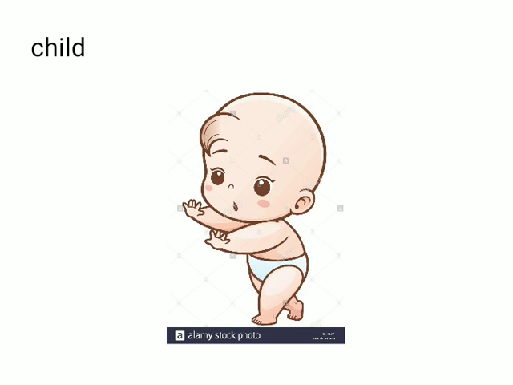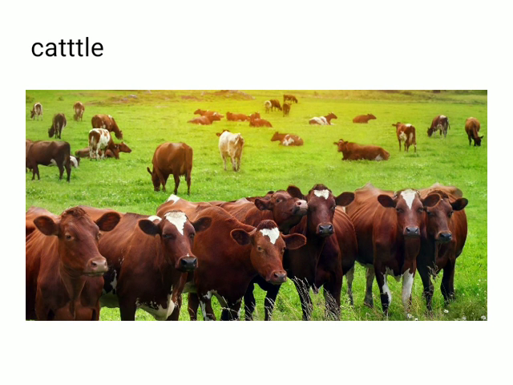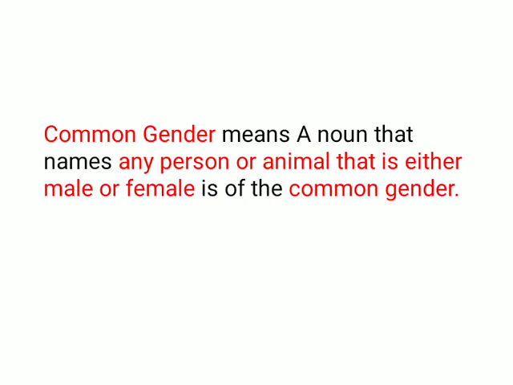Child, cattle. Now in this, both child and cattle are the common gender. Okay, yes, common gender. Now very important, common gender means a noun that names any person or animal that is either male or female is of the common gender. I repeat again, common gender means a noun that names any person or the animal that is either male or female is of the common gender.